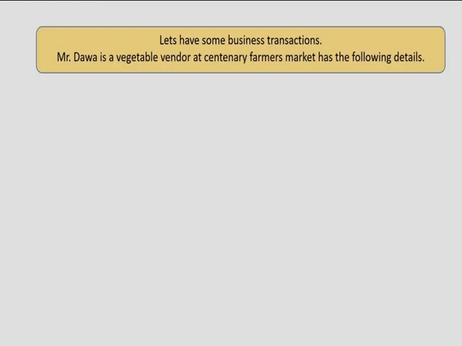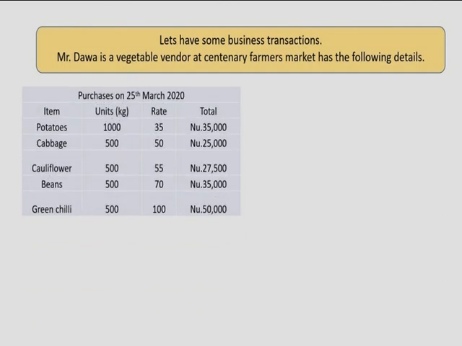Mr. Dawa is a vegetable vendor at Centenary Farmers Market and has the following details. Purchases made on 25th March 2020. The items he purchased are potatoes 1000 kgs at 35 each, costing 35,000. Cabbage 500 kgs at 50 Newton each, amounting to 25,000. Cauliflowers 500 kg, the rate is 55 and total amount is 27,500. He purchased beans of 500 kgs at 70 and he paid 35,000.